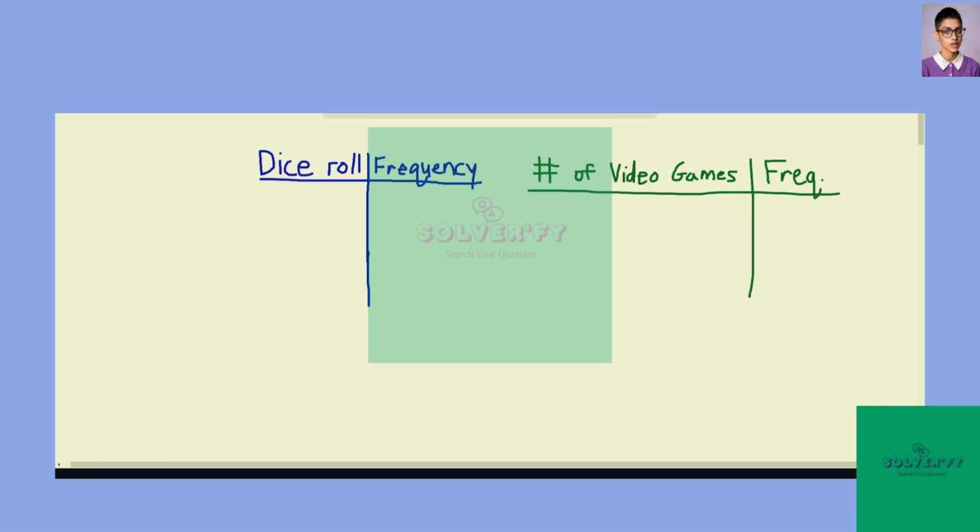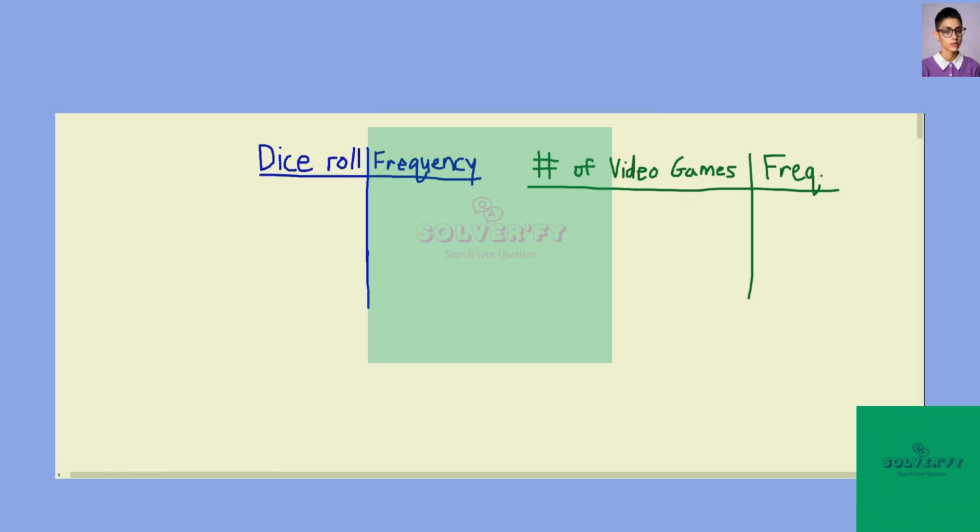There's no set rule for the number of classes that you need to have in a frequency distribution, but the general rule of thumb is that you should have between 5 and 20 classes. To demonstrate why this is, I'll give you a couple of examples.